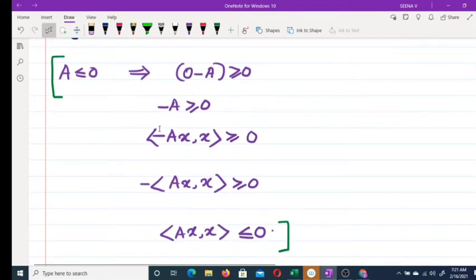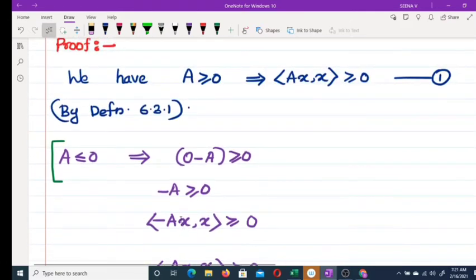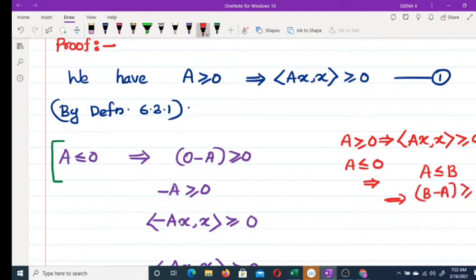That means, or you can write, A greater than or equal to 0 implies inner product AXX greater than or equal to 0. Now A less than or equal to 0, what is the meaning of that? A less than or equal to 0. That means A less than or equal to B implies B minus A greater than or equal to 0.